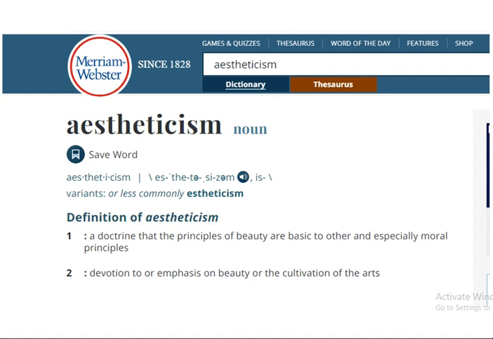Another definition by Merriam-Webster is a devotion to or emphasis on beauty or the cultivation of the arts. That is, while cultivating the art or art form, the devotion or emphasis should be on the beauty. So this is the definition of aestheticism in its literal meaning. I think it is a very simple thing. You can understand it very well.